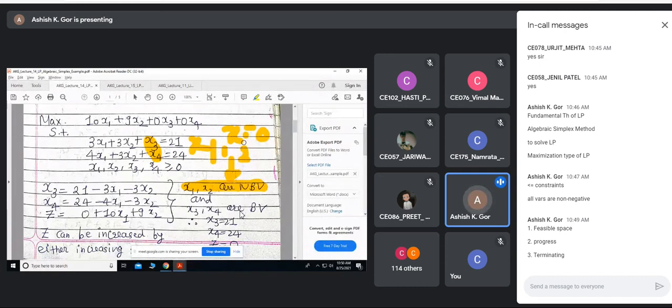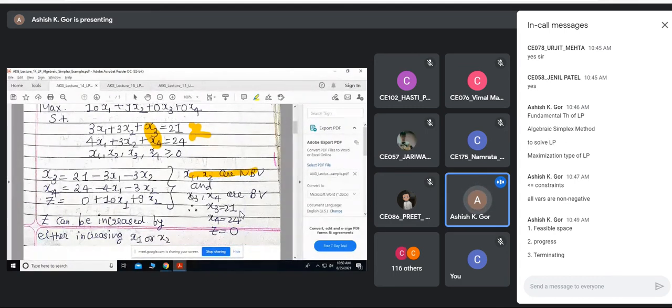So what I do first, I set x1 and x2, which are the original decision variables, to 0. That means I make x1 and x2 non-basic, which definitely means that x3 and x4 are basic variables. That means I am solving for x3, x4. So easily you can see what I can do.